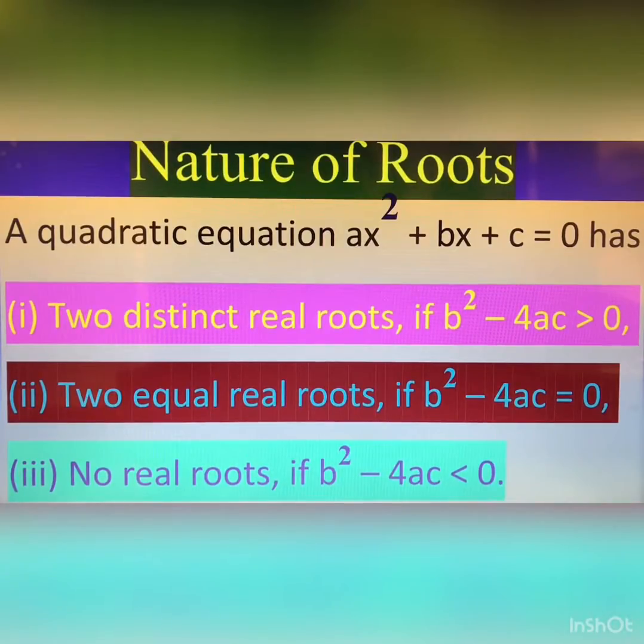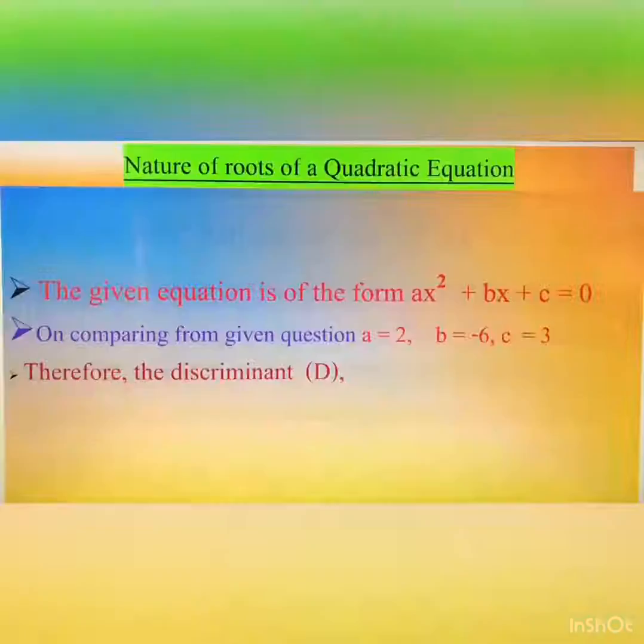No need to solve this question for the real roots. But if b square minus 4ac is greater than 0, then we will solve it and get two different real roots. And if b square minus 4ac equals 0, then we will get the same roots. So let us understand the nature of roots with different examples.